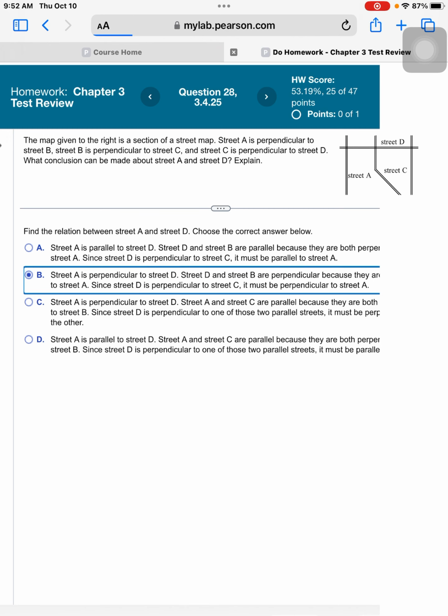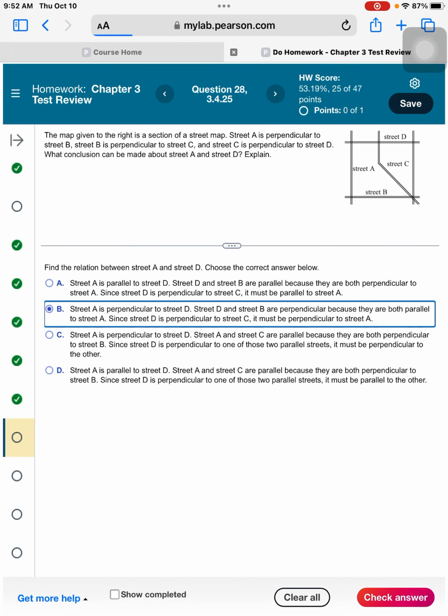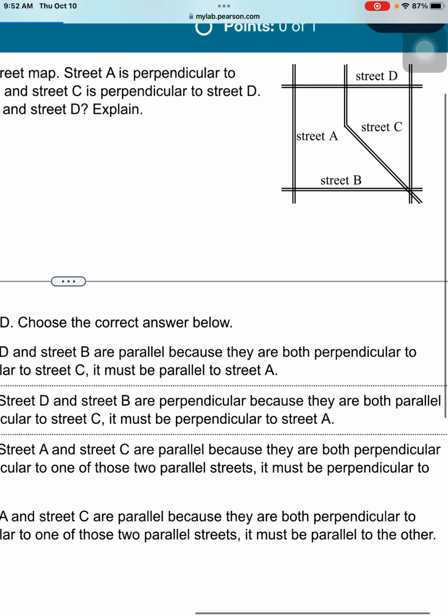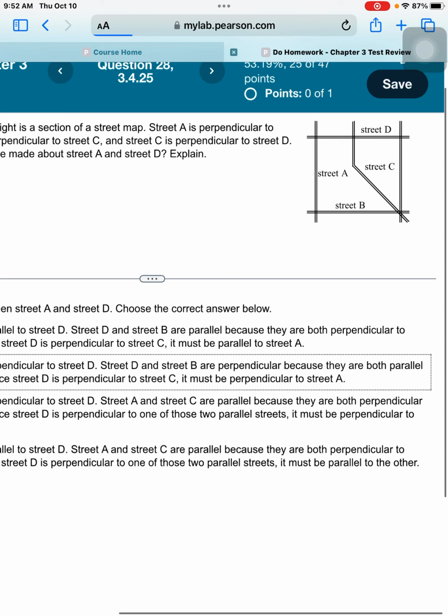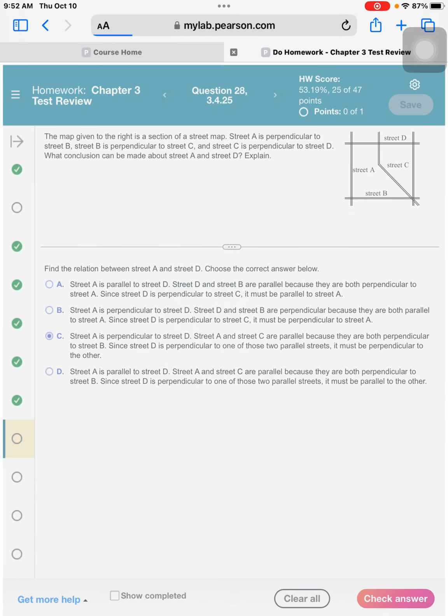So it has to be B or C. Let's read on, because we can't just choose B, because what if it's C? Because it also says that street A is perpendicular to street D on both of these. So let's look at B. Street D and B are not perpendicular. Street D and B are parallel. So then it has to be this one by process of elimination.